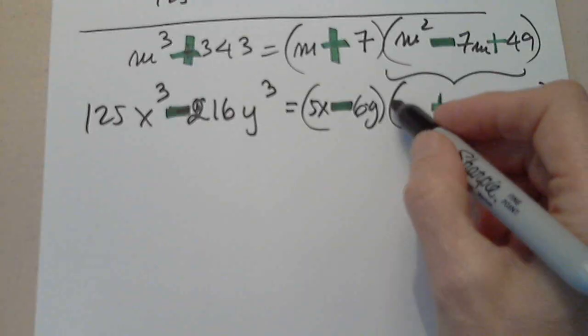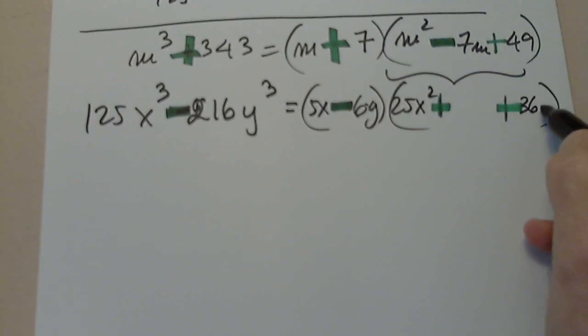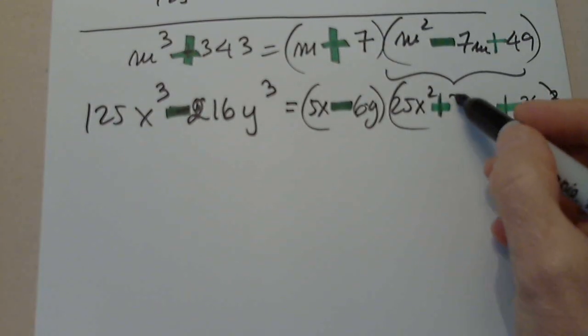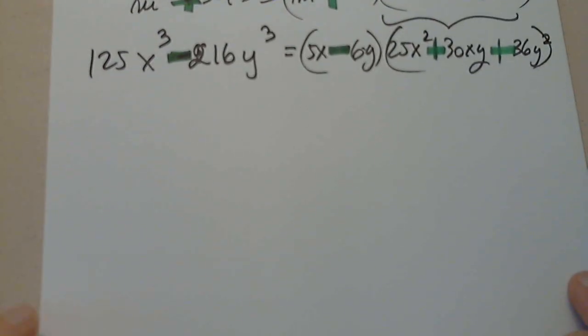The trinomial is very easy. Square the first term, 25x squared. Square the last term, 36y squared. And then multiply 5 by 6, and we get 30xy. Okay, two more, and then we can start the trinomials.